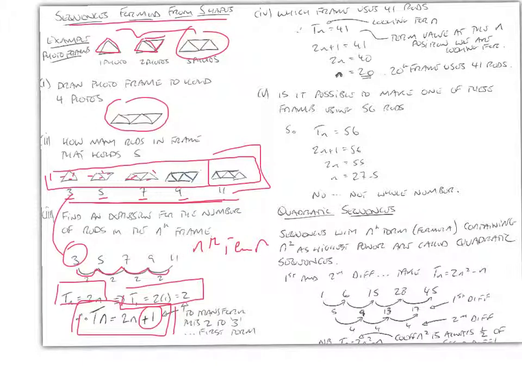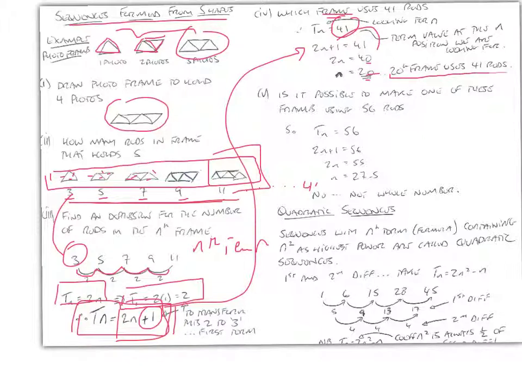Then we're asked, which frame uses 41 rods? So we're looking for n. Which frame is it that's using the value in the sequence of 41? So you let Tn equal 41, but we know that Tn is equal to 2n plus 1, so 2n plus 1 is equal to 41. So 2n is equal to 40, because we took the 1 over, and n must be equal to 20. So the 20th frame in the sequence has a value of 41, or uses 41 rods.